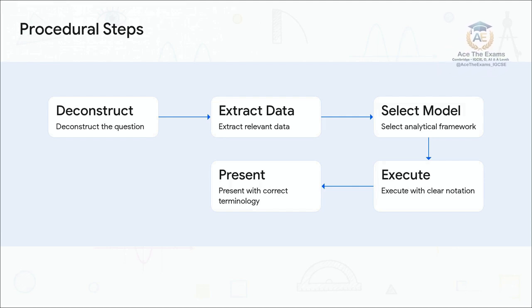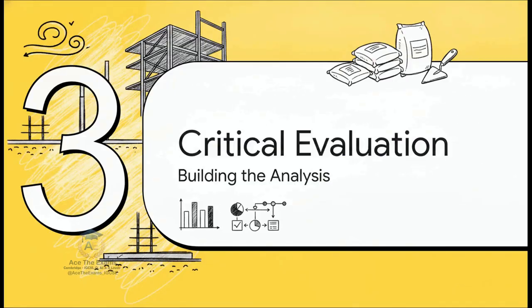Step 4. Execute with clear notation. Make sure your mathematical workings are clean, visible, and structurally sound. And finally, Step 5. Present with correct terminology. Following these 5 steps in exact order ensures you don't skip the vital analytical stage before presenting your final answer. If you skip a step, you leave a gaping hole in your floor plan. Now for Phase 3, building the analysis. This is where we get into critical evaluation, the real heavy ironwork of your exam.